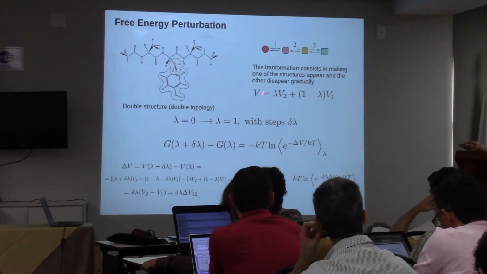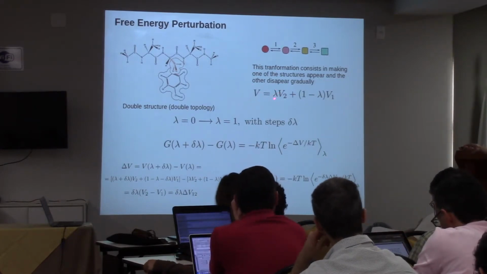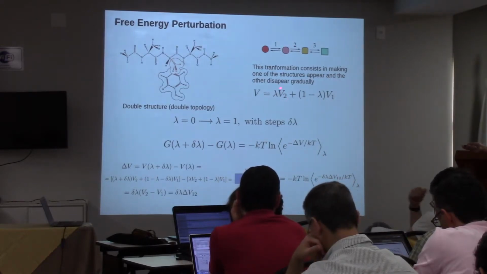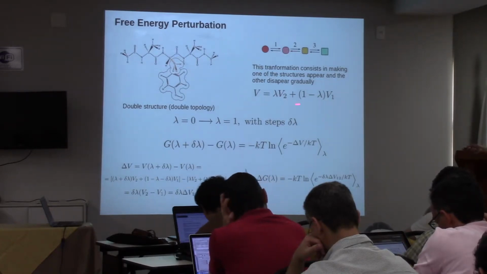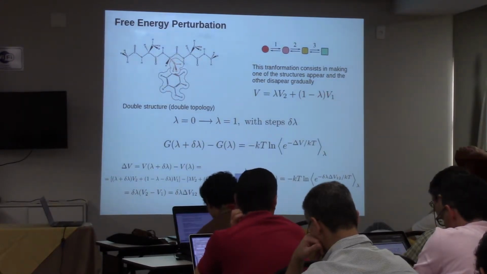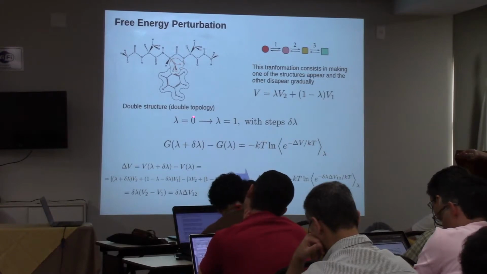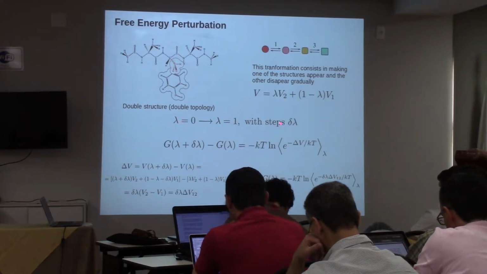So we define that the new potential energy of the system is a sum of a parameter lambda times the interactions times the potential energy computed with the tyrosine, plus 1 minus lambda times the potential energy of the system computed with the alanine. And this parameter lambda will be between 0 and 1, and will be varied between 0 and 1 with steps delta lambda. So what does that mean?